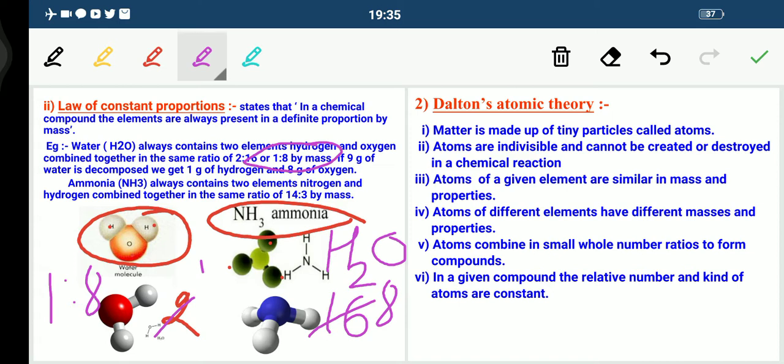Similarly, we can perform the ammonia as well. Ammonia always contains two elements. One is nitrogen, another one is hydrogen. You all can see here, this one is nitrogen and we have 3 hydrogen. So hydrogen is 3, right? NH3, see, NH3. So hydrogen is 3 because atomic number of hydrogen is 1. So 1 into 3 is 3, and nitrogen it is 14.